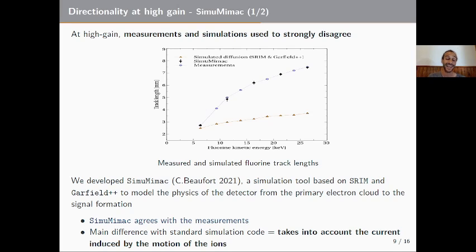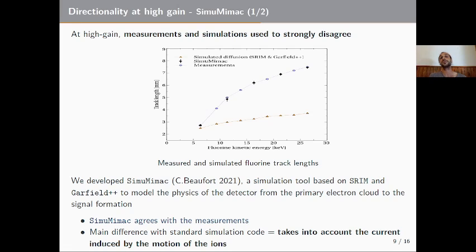And actually at high gain they used to disagree. But this year I have developed a code called MIMAC, that is based on Garfield++, and that better models our detector and simulates the signal in it. So in this plot, MIMAC is in black, and as you see, it agrees very well with the measurement. So for the first time, we have a simulation tool that agrees with and describes our measurement.